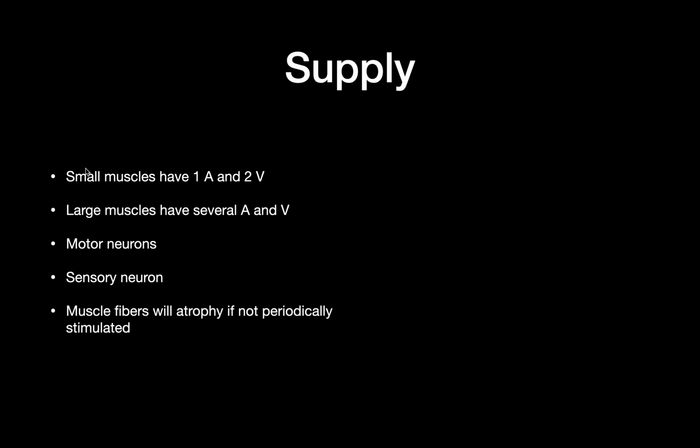Muscle supplies: small muscles have like one artery and two veins. Large muscles have several arteries and veins. They're supplied by the motor neurons and the sensory neurons. The muscle fibers will atrophy if not periodically stimulated.